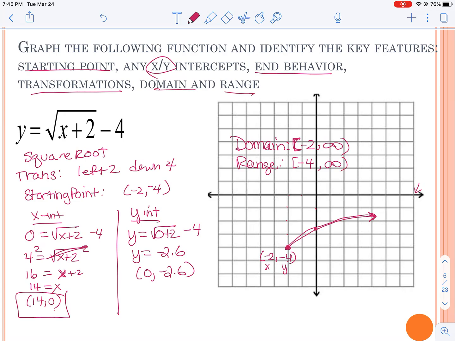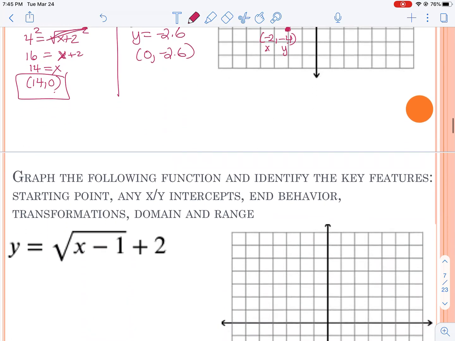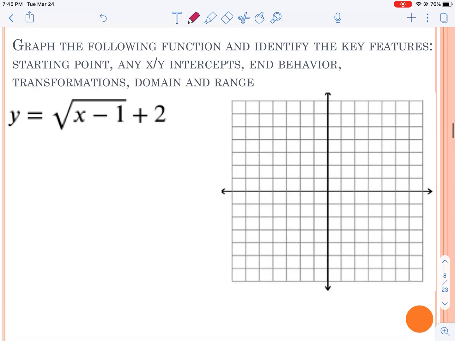Okay, so I think we've done everything on this one. Got a little picture again. You can go over to Desmos if you get stuck, and you can graph it on Desmos to double check. I do want to do a second one of these just to show you some weird stuff that can sometimes happen. So on this one, again, it's a square root.